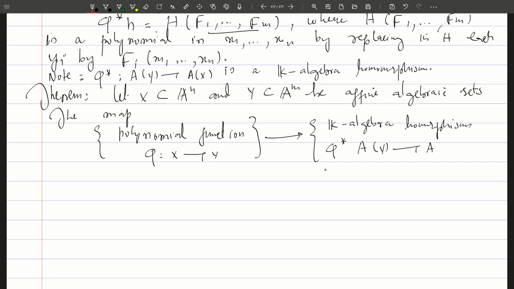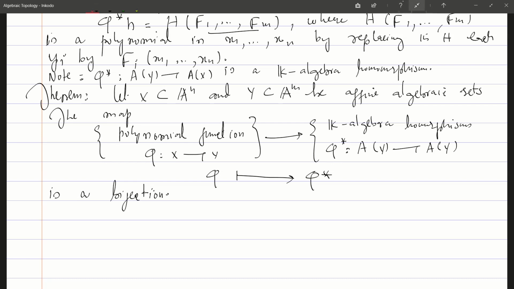Let's call this phi star, which is given by this phi goes to phi star. So this is a bijection. So there is a one-to-one correspondence between the polynomial functions and their pullbacks.